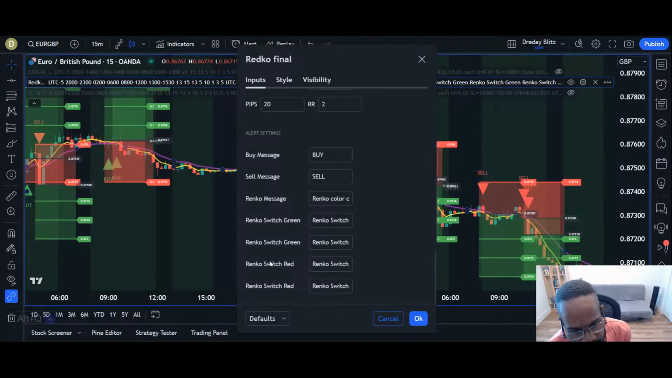Okay. Same thing for the Renko switch red. So you could keep this message the same, and then the second one, you change it to close buy signals or buy trades. Okay, close buy trades. So that way you know exactly that you need to close out your buy trades, and you're looking for bearish trades.